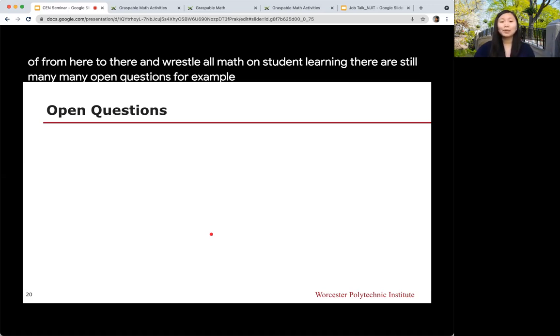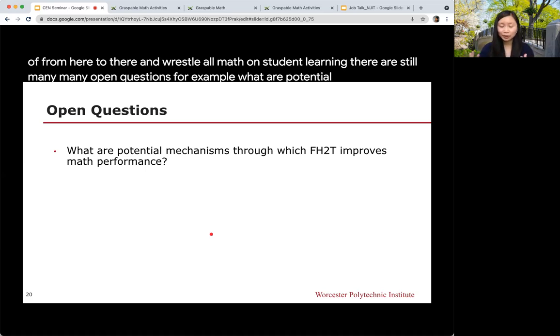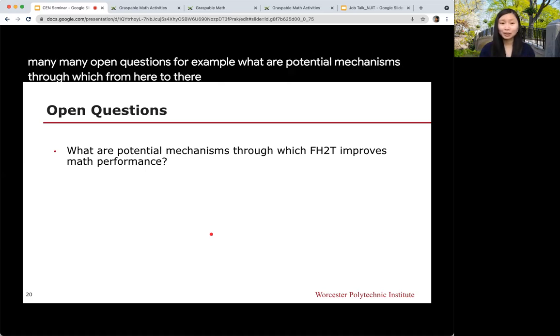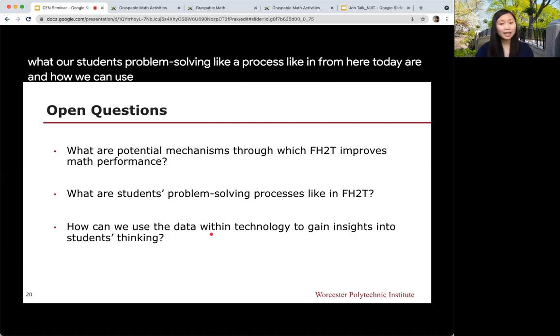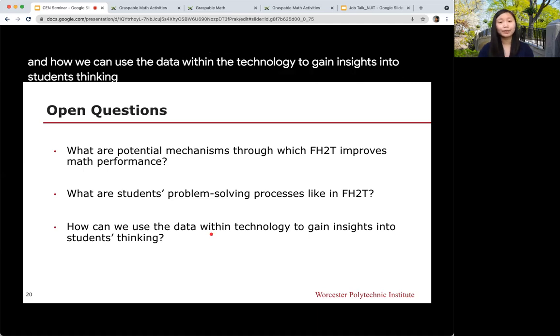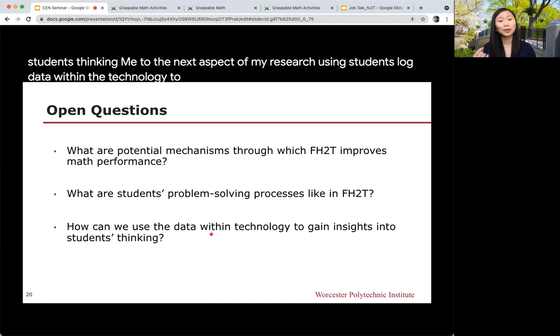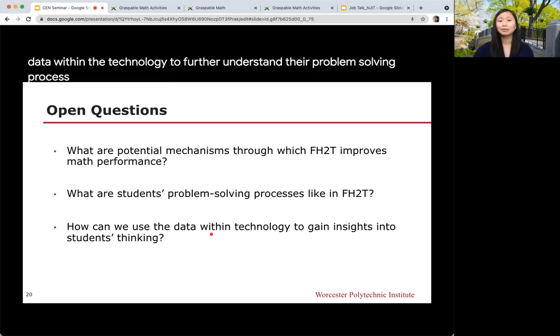For example, what are potential mechanisms through which From Here to There improves students' math performance? What is students' problem-solving process like in From Here to There? And how can we use the data within the technology to gain insights into students' thinking? So these questions led me to the next aspect of my research, using students' log data within the technology to further understand their problem-solving process.